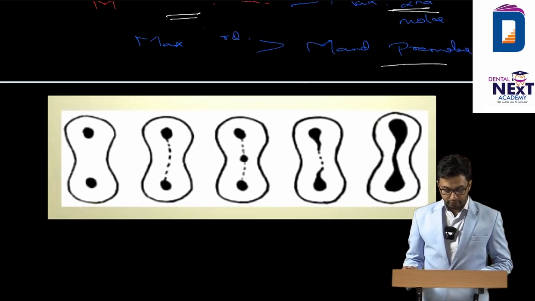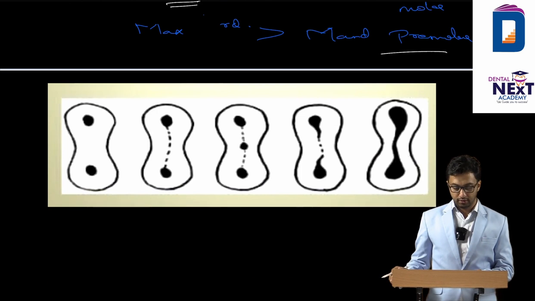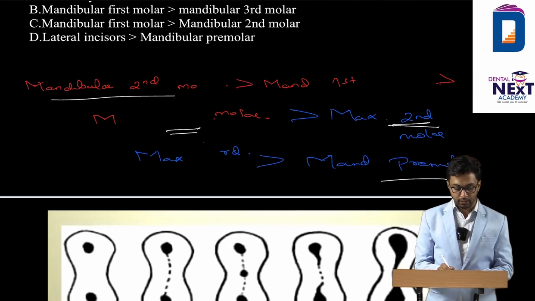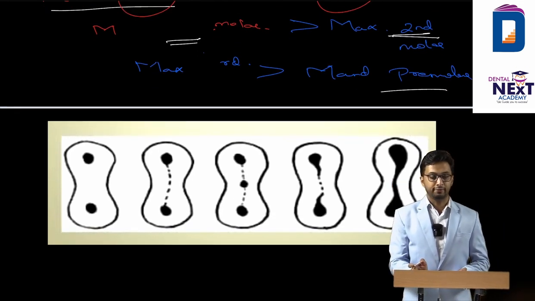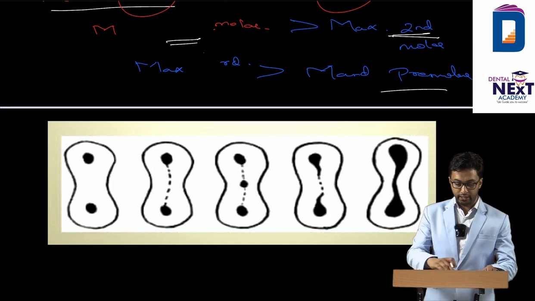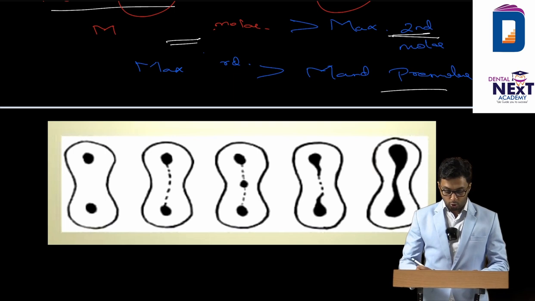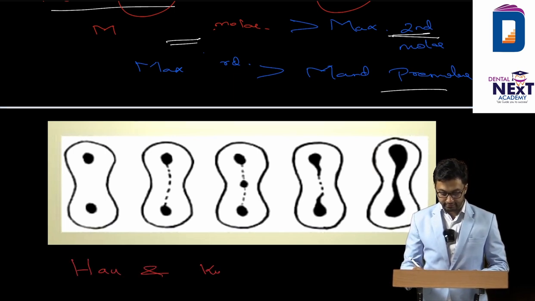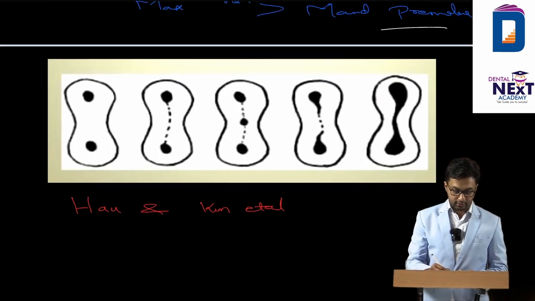Now I'm going to discuss the classification of C-shaped canals. C-shaped canal morphology is very common in mandibular second molars, followed by first and then third. Now, how do you classify it? There are two classification systems which you have to know. One is Hau and Kim et al. classification, where they have given 5 types.